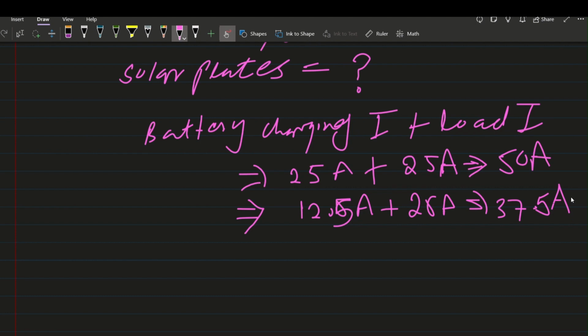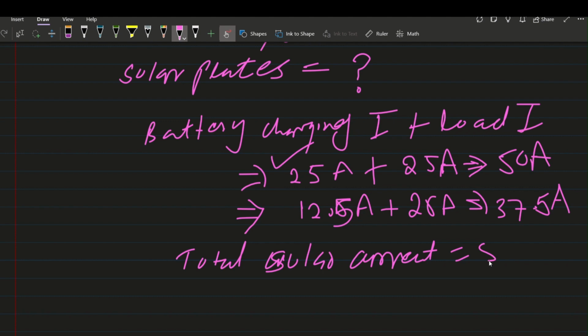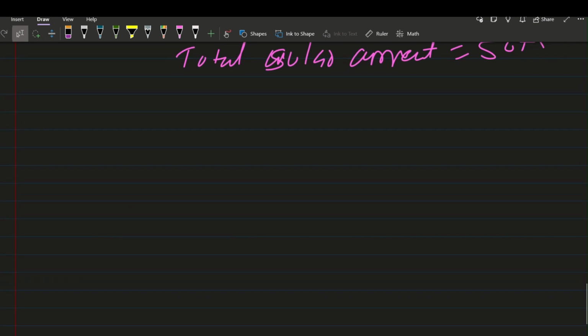Now if I look at the first one, our total solar current is equal to 50 ampere. Here I have taken the first case above. I recommend that you keep a pen and a copy with you. Pause the video and write this in your notebook. It would be helpful. So I have found this.